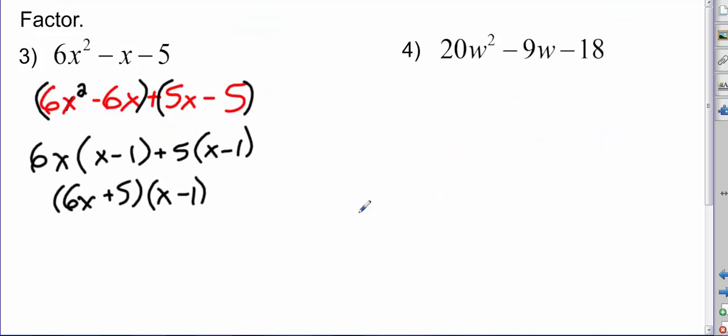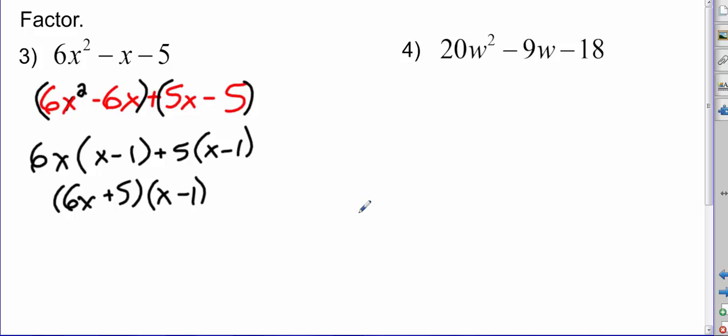Okay, welcome back. Hopefully you tried number 3 on your own. You should have gotten 6x plus 5 times x minus 1. We're going to move along and check out number 4.